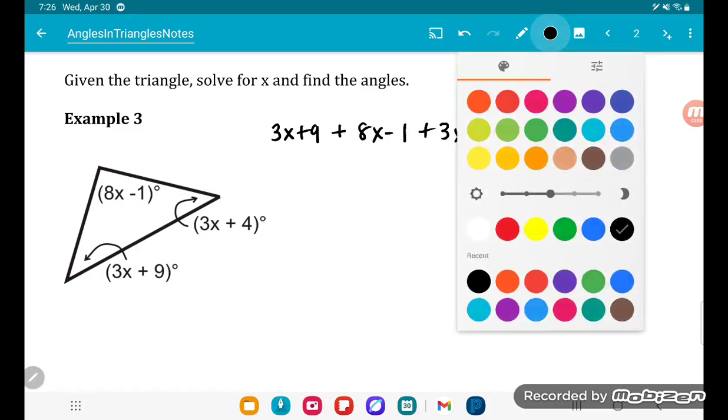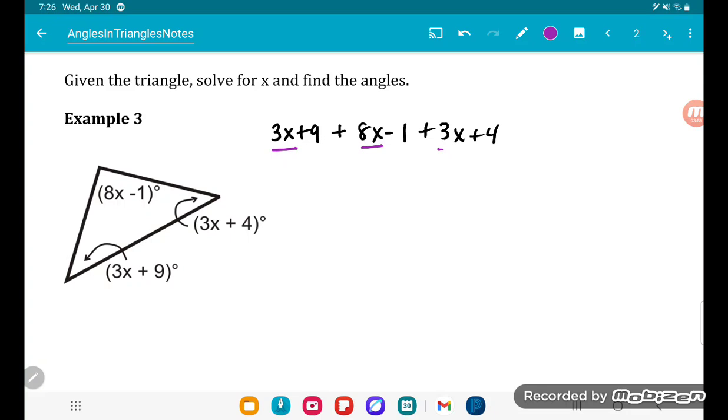Okay. Now we're going to combine like terms. Let's start with our x's. 3x plus 8x is 11x. 11x plus 3x is 14x. So take all of those x's and add them together, and you get 14x. Now I'm going to combine those constants. So 9 minus 1, make sure you're watching the signs. 9 minus 1 is 8. 8 plus 4 is 12. So 14x plus 12. Okay, this is what we have.